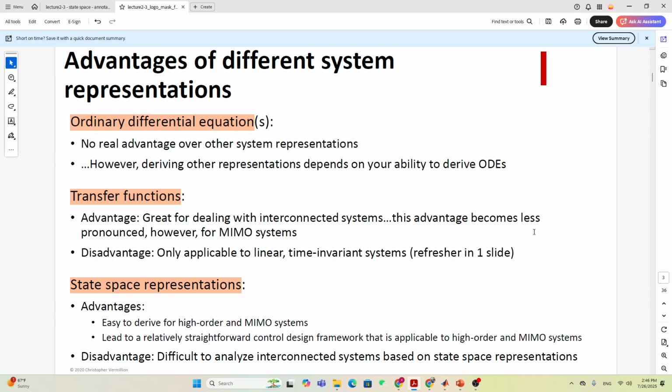So I would say the only large disadvantage is that it is only applicable to linear time invariant systems. For nonlinear systems, you might need linearization or a different approach if you really want to apply transfer function. State space representation is easy to derive for higher order and MIMO systems, and can also lead to a relatively straightforward control design framework that is applicable to higher order and MIMO systems. Regarding the disadvantage of a state space model, it is difficult to analyze interconnected systems based on state space representations, but for isolated ones, it's much easier.